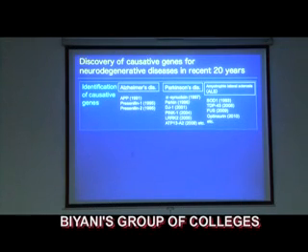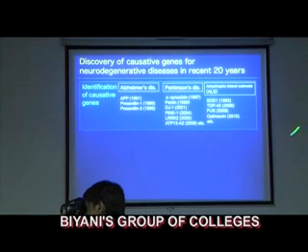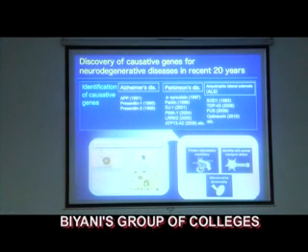In the recent 20 years, the discovery of many neurodegenerative diseases was made, and I show a couple of examples here: Alzheimer's, Parkinson's, and amyotrophic lateral sclerosis, such as motor neuron disease. Many responsible genes have been discovered. Those diseases are characterized by the abnormal accumulation of misfolded protein. And from the research, a couple of major hypotheses on neuronal damage were made.